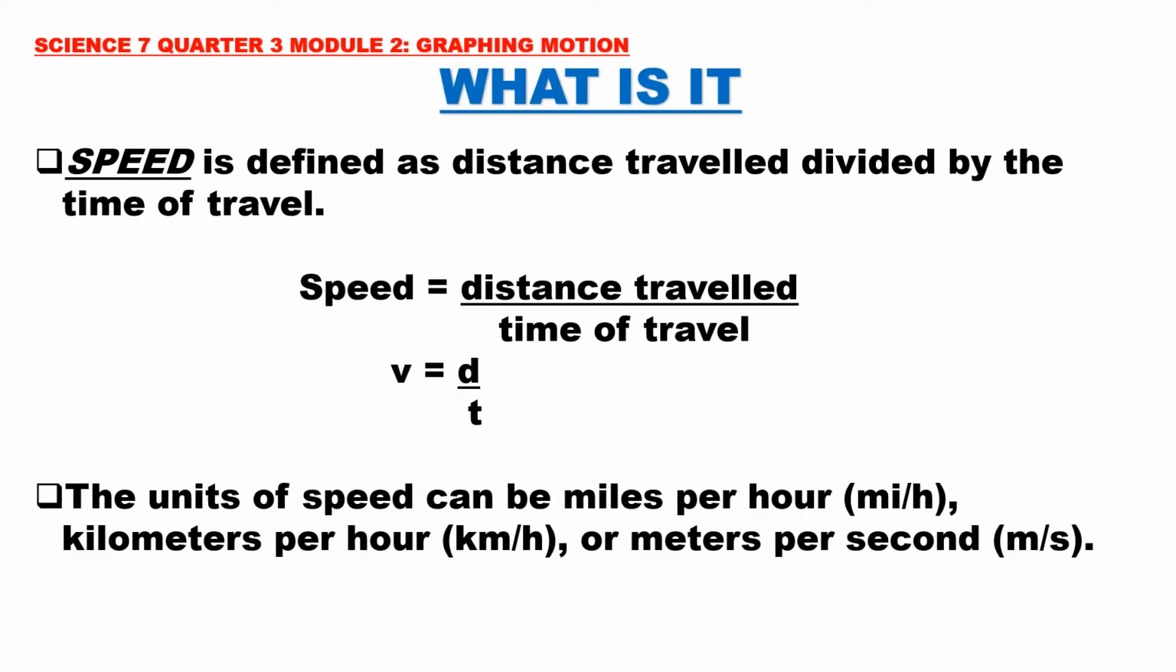So, next. So, last time we discussed about speed. So, speed is defined as distance traveled divided by the time of travel. So, we can compute speed using the formula speed equals distance traveled divided by time of travel. In symbol, V equals D divided by T. So, yung V stands for speed, small letter D, distance traveled, and small letter T, time of travel. So, what are the units of speed? So, miles per hour, kilometers per hour, or meters per second.